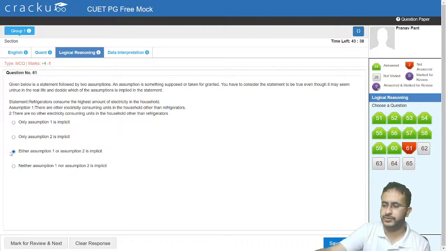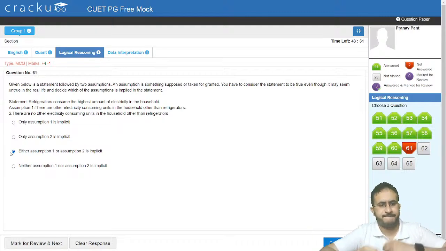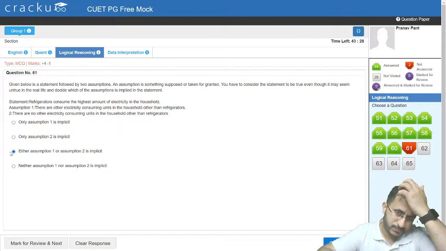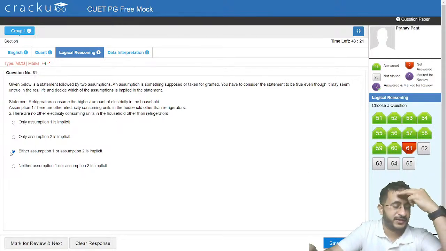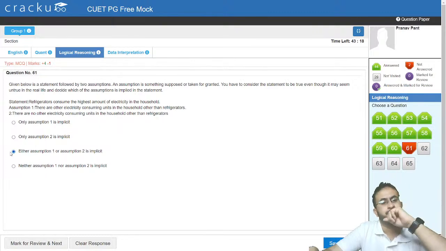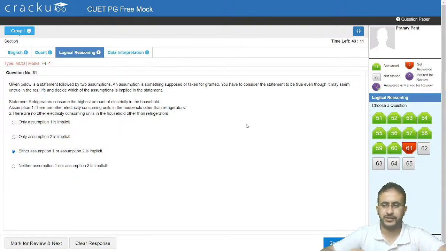Which looks a bit dicey to me. No other thing, either assumption one. This is a tough question. Although it looks easy, it is something like a chicken and egg problem, right? Where you get stuck. Other or no other electricity. Okay, I'll choose either because as per that logical thinking, the refrigerator could be the only one. Even if it is the only one, then also it is the highest. Okay.